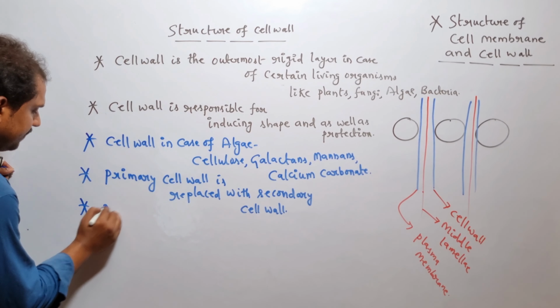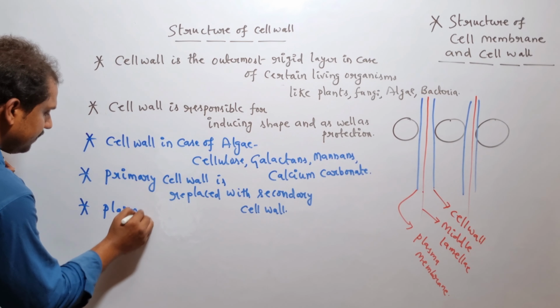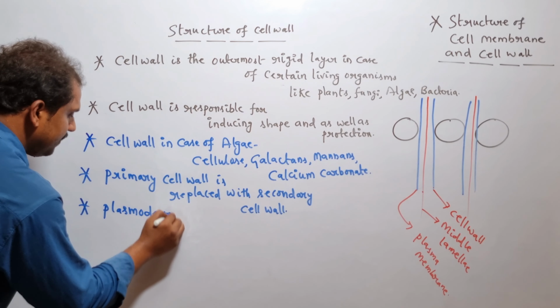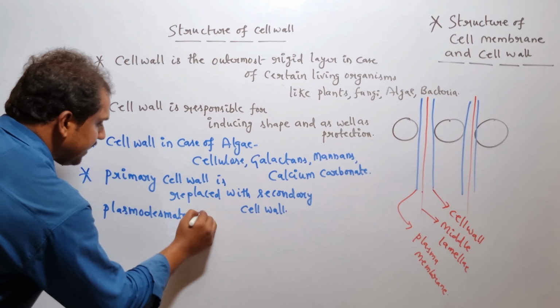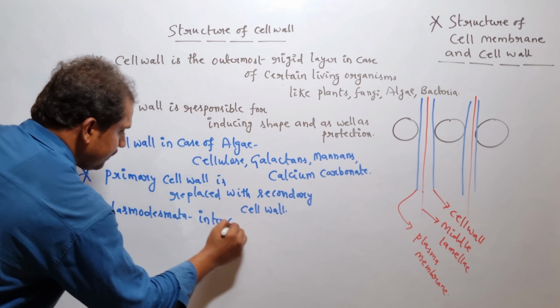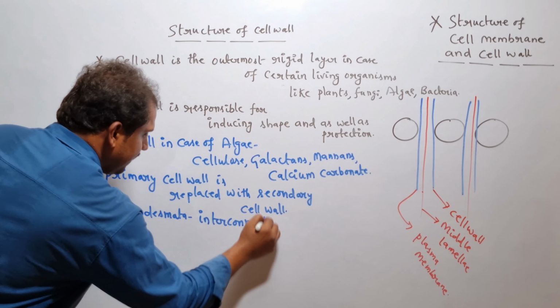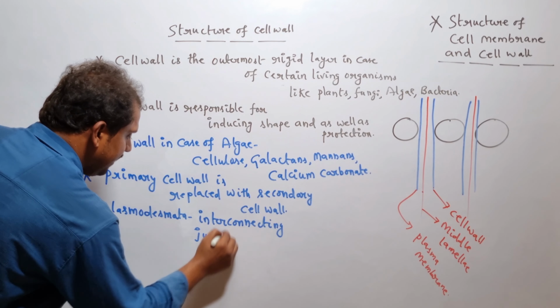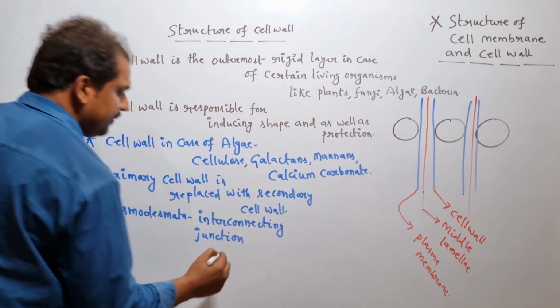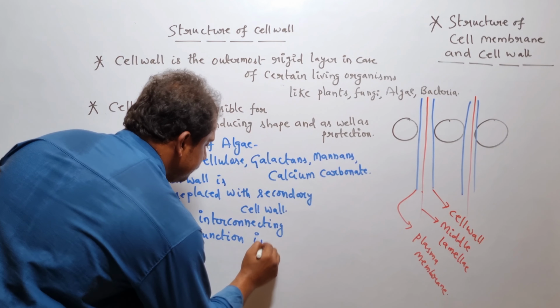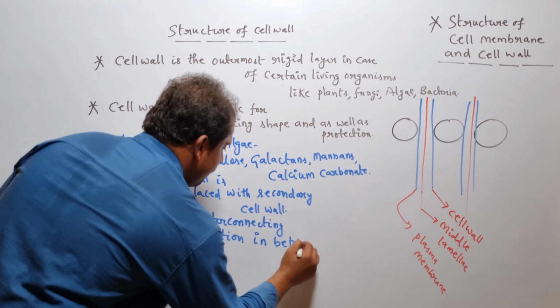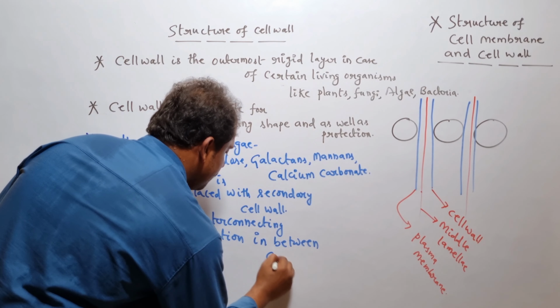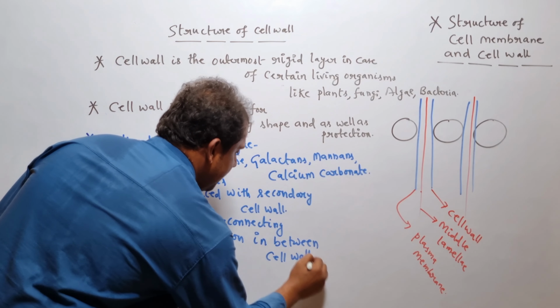Plasmodesmata is the interconnecting junction in between cell wall and middle lamellae.